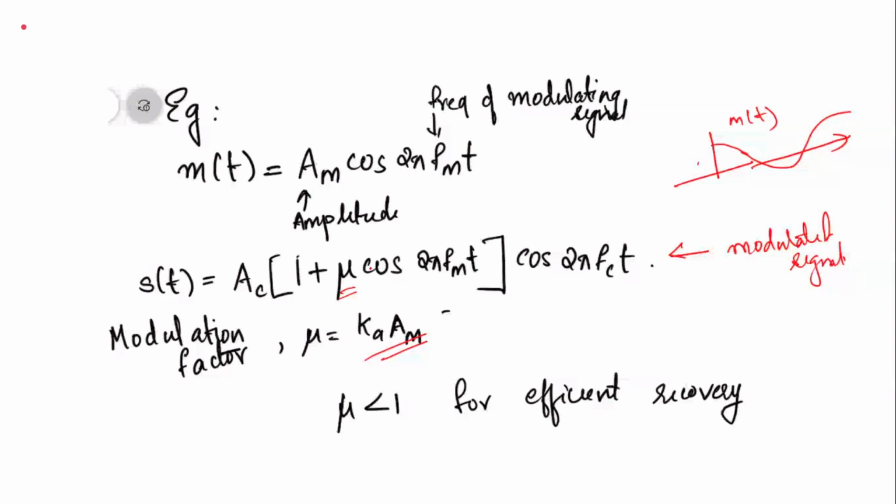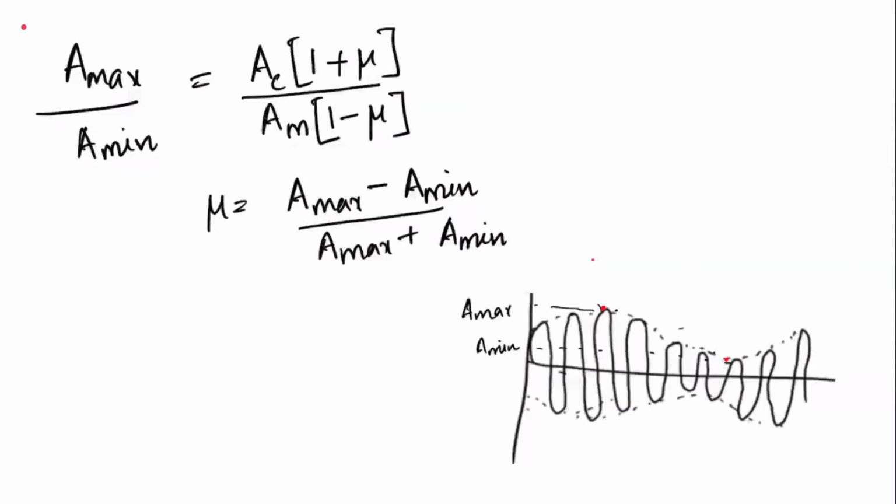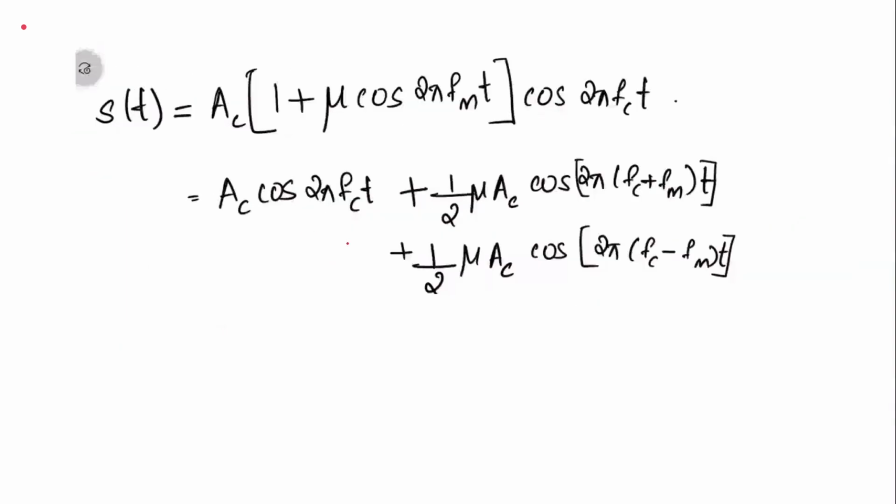Okay, so now this signal S of t equal to 1 plus mu cos 2 pi fmt into cos 2 pi fct, that I am going to expand. So that expansion is AC cos 2 pi fct plus half mu AC cos 2 pi (fc plus fm)t and half mu AC cos 2 pi (fc minus fm)t.